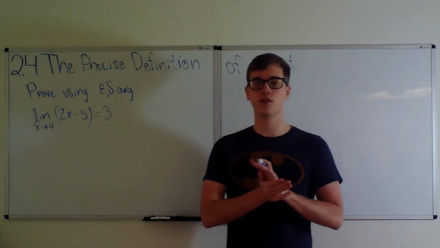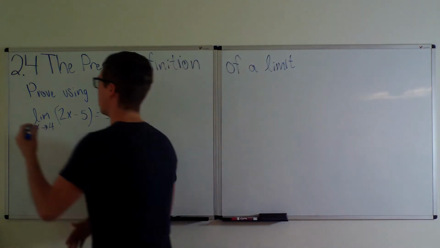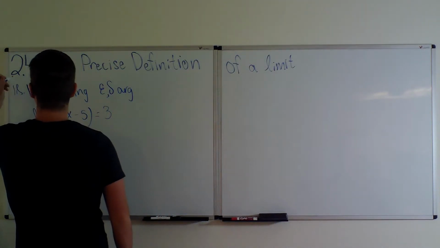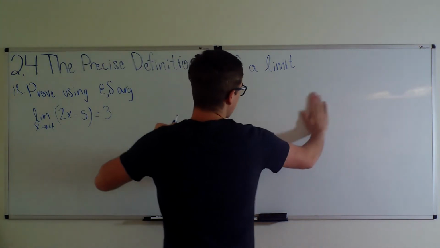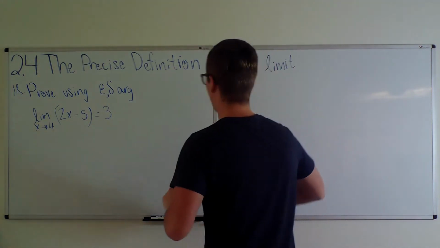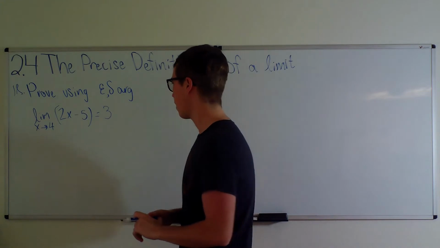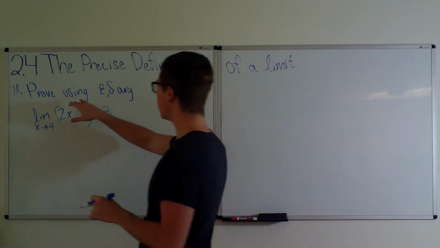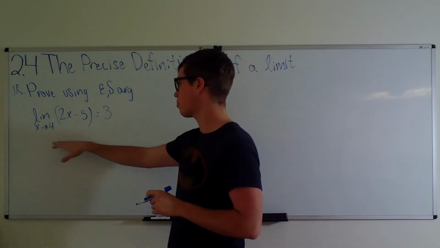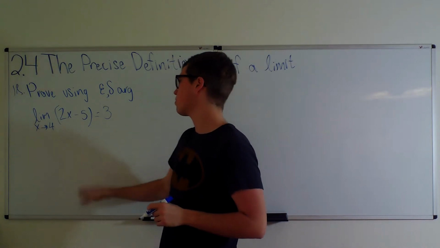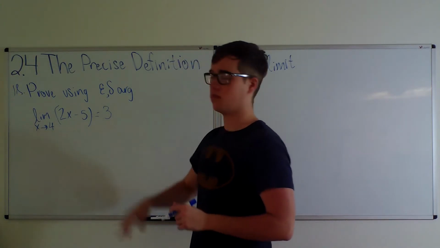Alright, now onto the questions. We're doing number 18, and maybe another one. I just know this is going to take up the whole board, so we're just doing 18 right now, and then I'll choose another one after we finish. Alright, so prove using the epsilon delta argument that the limit as x approaches 4 of 2x minus 5 is equal to 3.